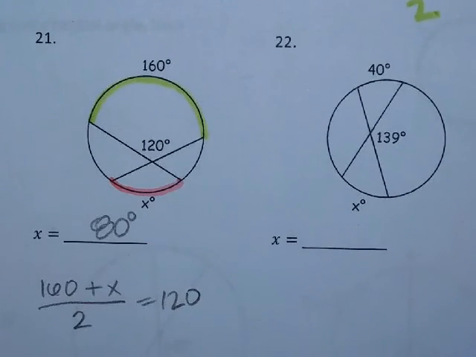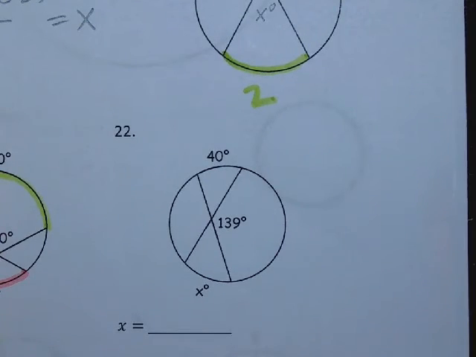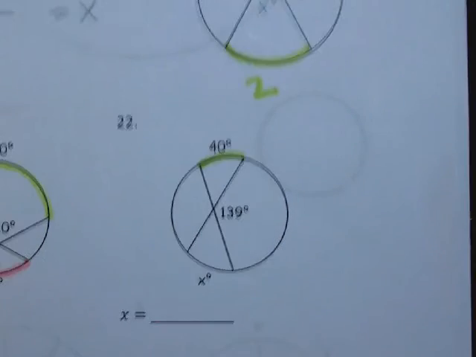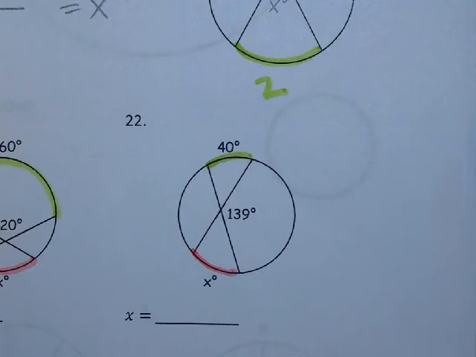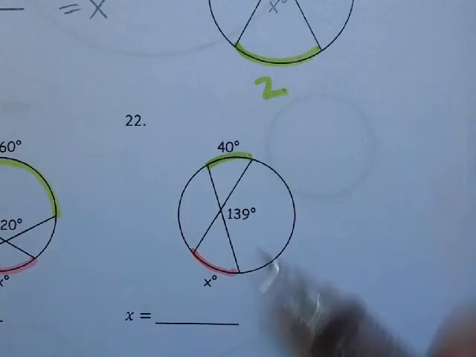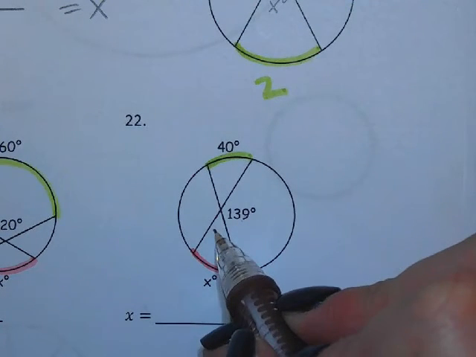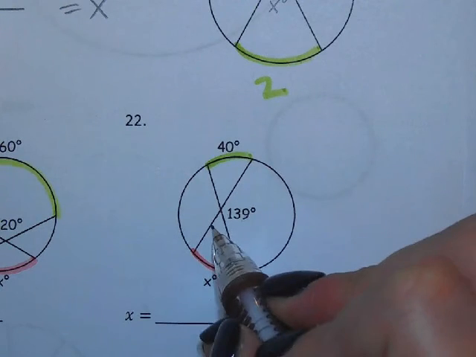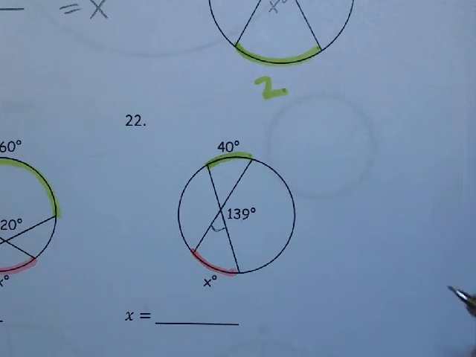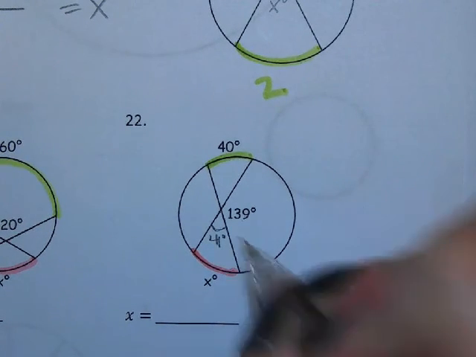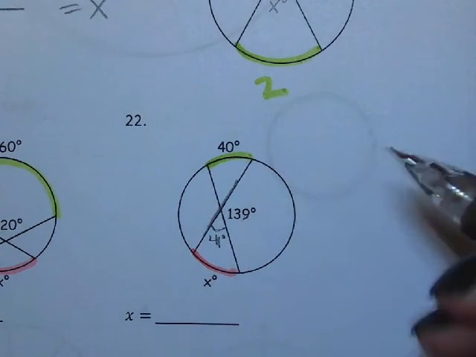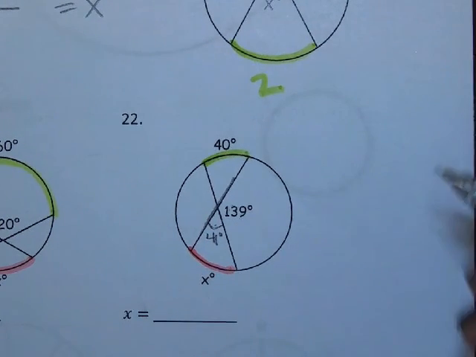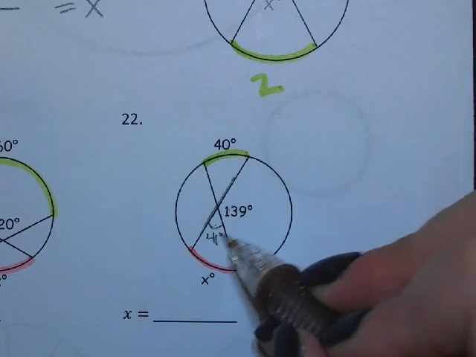All right, the next one gets a little bit trickier also. So we have 40 and x, and then they gave us the wrong angle. So the 139 is over here. We were supposed to have this one. So what's this little one in here? 41. How'd you know it's 41? Because you subtract 139 from 180. Yeah, so this right here is a straight line, which means that these two angles have to add up to 180. Okay, so 180 minus 139 is 41.